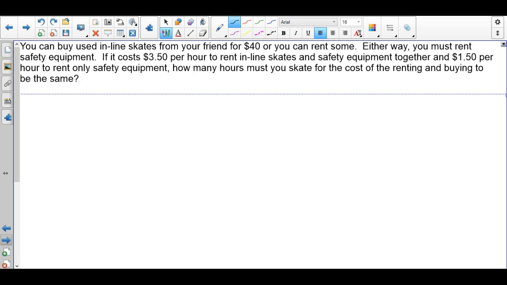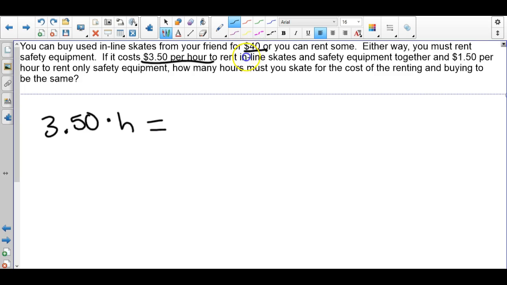So if you are just renting skates and safety equipment, the $3.50 per hour is the only amount that applies to you. $3.50 per hour means you would multiply 3.50 times the number of hours you skated, and that would give you your cost. And we want to know when it equals your amount if you bought skates.